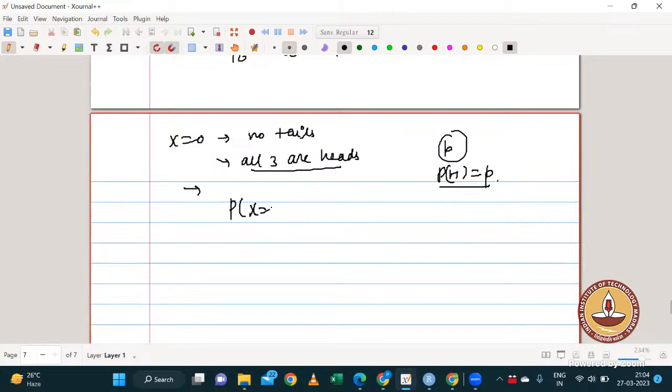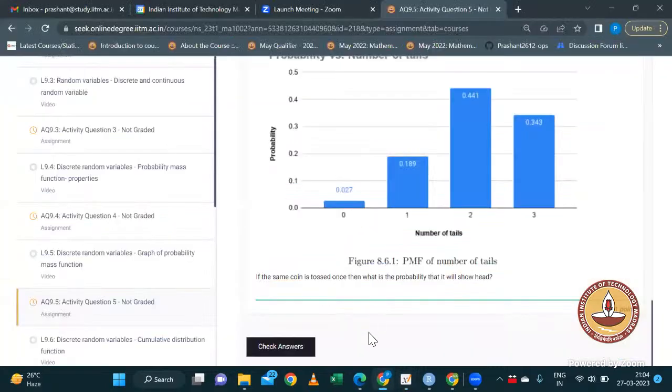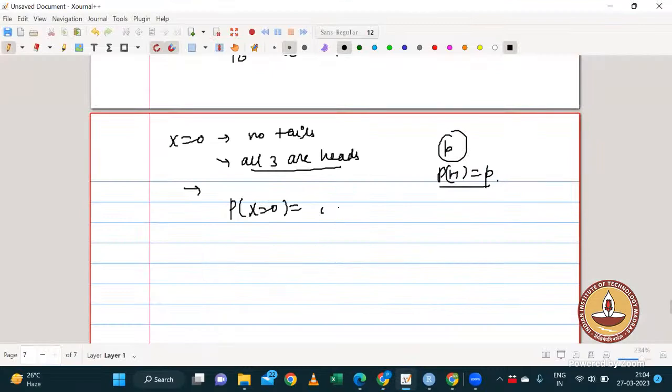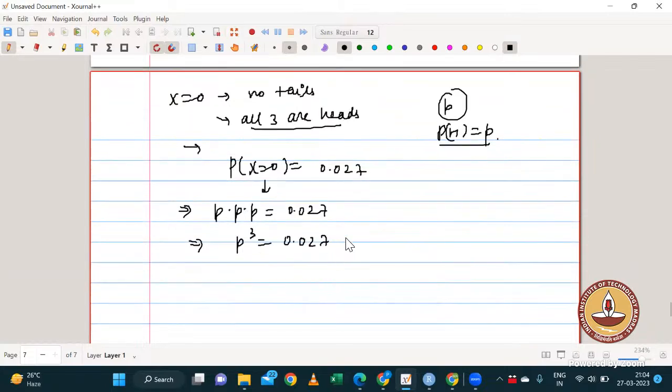So what is the probability of x equal to 0 in the given? 0.027. So x equal to 0 means all 3 are heads, means p into p into p should be 0.027. So p cube should be 0.027. This is the same as 0.3 cubed. So p should be 0.3.